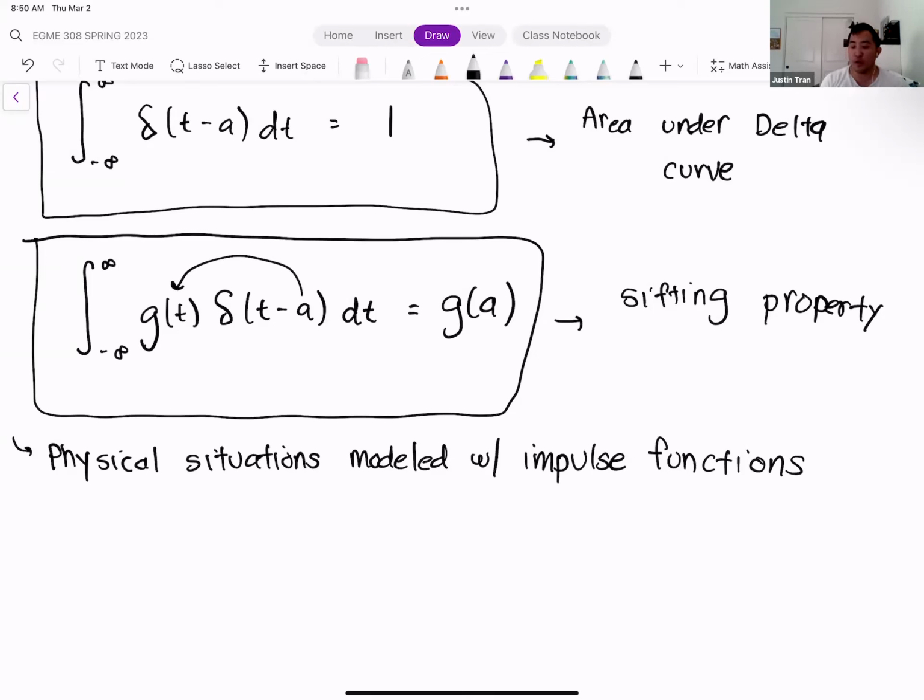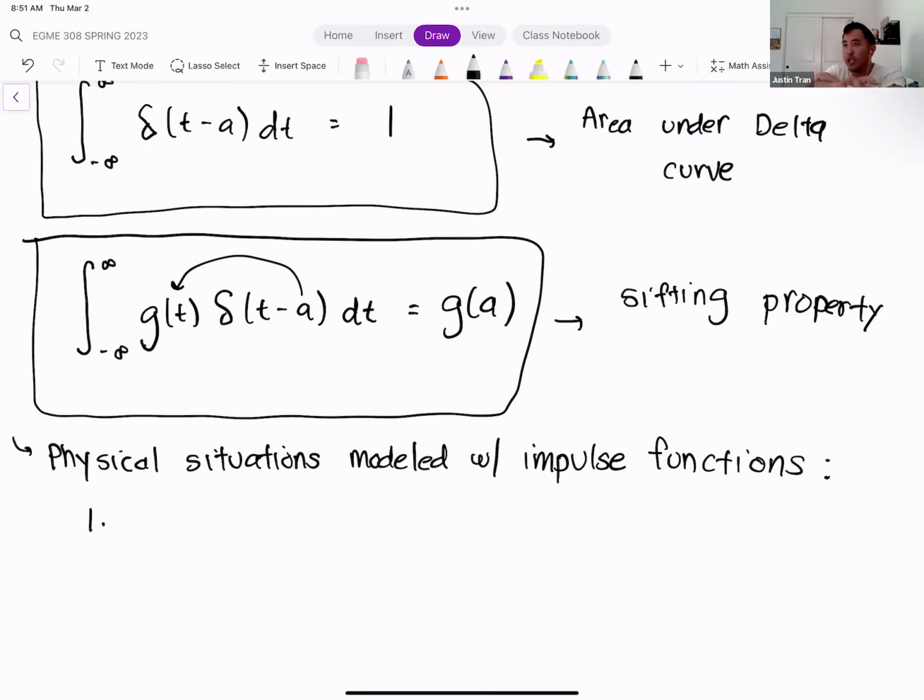All right, so impulse functions are primarily used for physical situations or physical forcings that take place over a very brief instant of time. Here are some examples, and you can come up with many more, but these are just to get the conversation started.